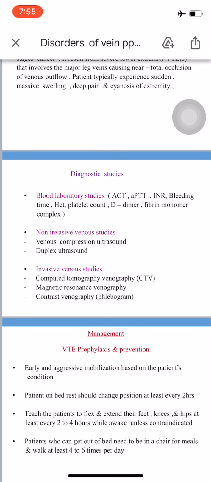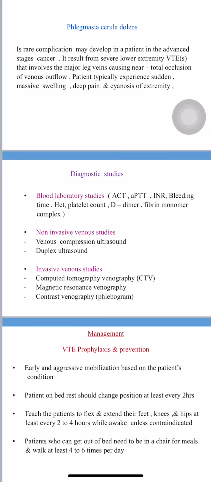The diagnostic studies mainly include blood laboratory studies, non-invasive studies, and invasive venous studies. So blood investigation mainly includes bleeding and clotting studies: bleeding time, platelet count, D-dimer test, fibrin monomer complex. All these blood studies should be done in a patient with venous thromboembolism.